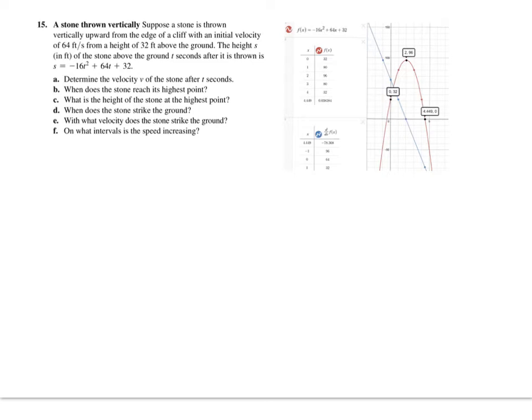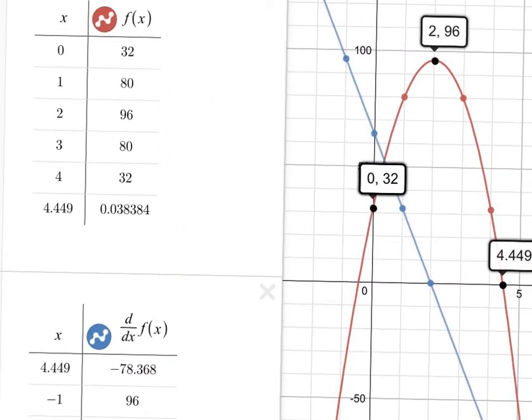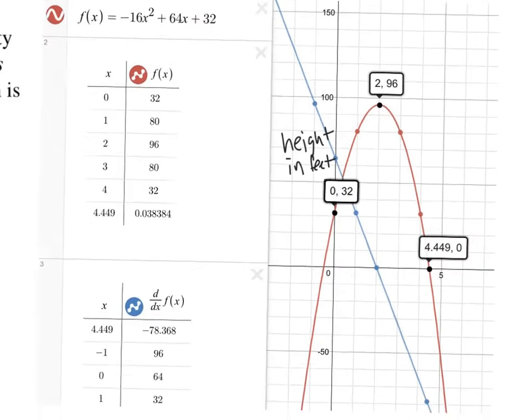Okay, and so they give you all this information about what's happening and how fast you're throwing it and where you're throwing it from. And then it says the height S in feet, okay? And so when I see that, I know that this is a function s, and that is my y-axis, okay? And I'm going to label that over here on this graph. Come over here, and I'm going to label this feet, okay? This is my height in feet, okay?